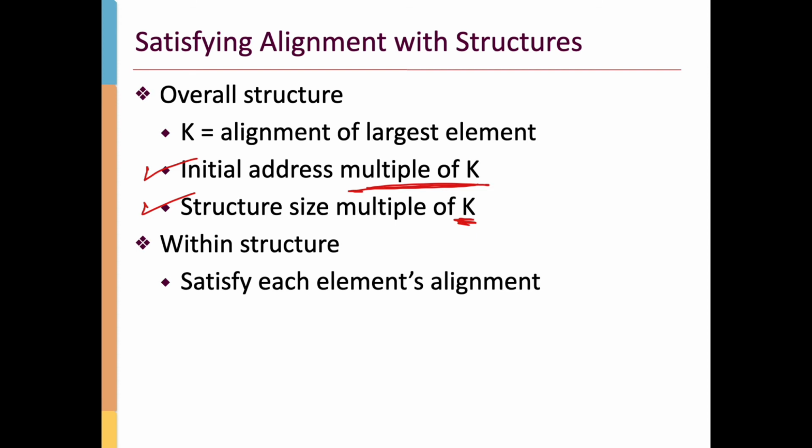These 2 things taken together make it easier for the compiler to, for example, allocate arrays of structures. So if we have multiple instances of the same structure stamped out sequentially in memory, the alignment restrictions are going to work out properly. Then, as we've already seen, within the structure, the compiler is going to satisfy each individual element's alignment constraints.